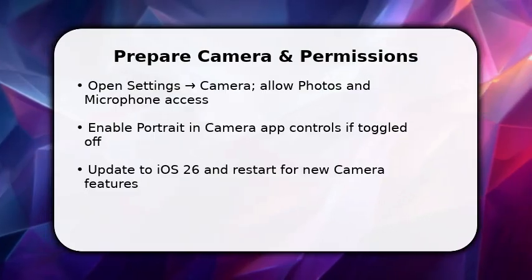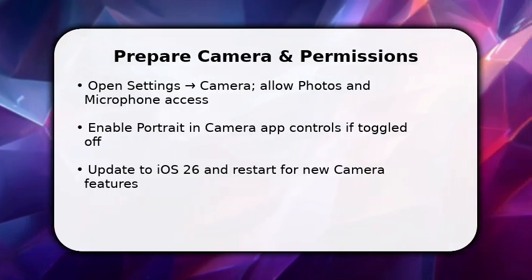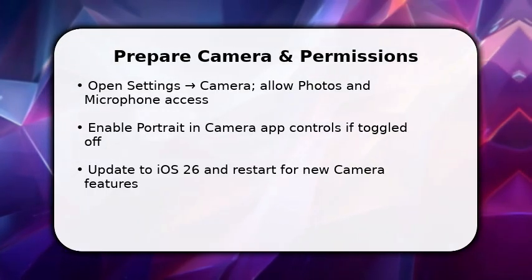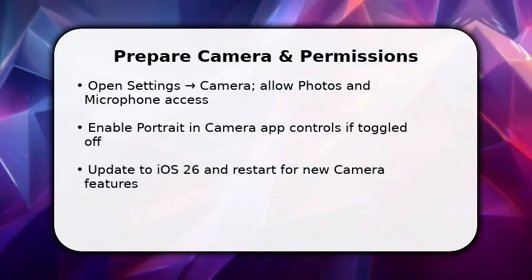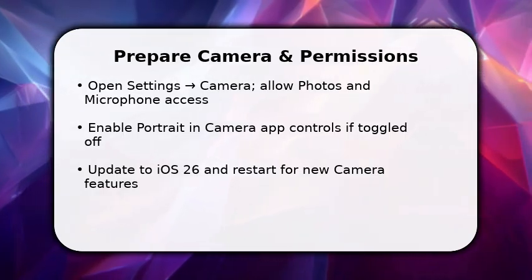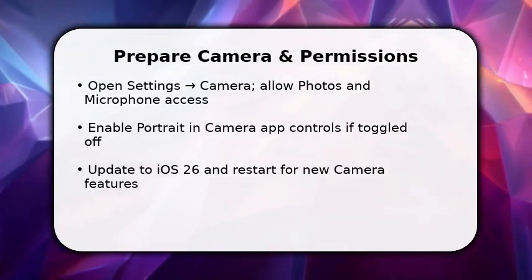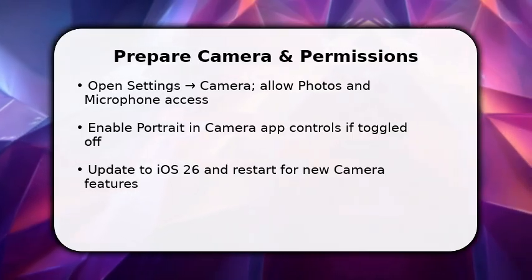You'll start by making sure camera permissions and the iOS 26 update are applied. Open Settings, grant camera and microphone access, and confirm Photos access so portraits save correctly. Once done, launch camera and check the control strip for portrait mode. Enable it if it's hidden. This step prevents permission errors and ensures new portrait processing runs.